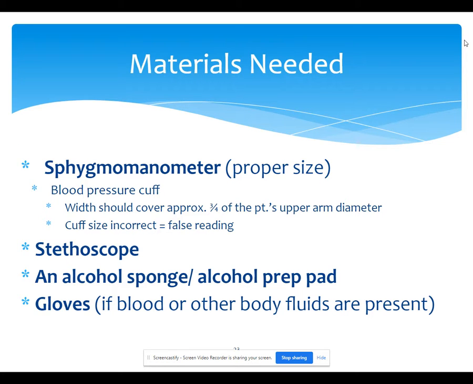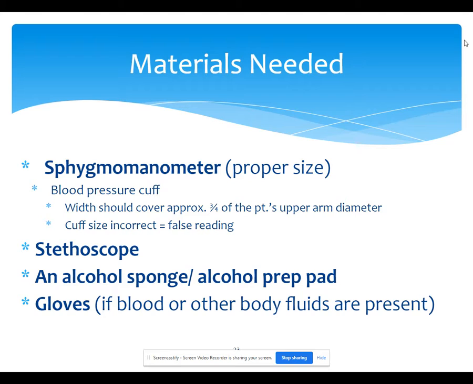So how do we measure blood pressure? We measure it with a sphygmomanometer, and you want to make sure it's the proper size. They come in child size, regular, and extra large. Extra large, we're talking like the 300-pound type person, a very large person. Most of the time, the regular blood pressure cuff is perfectly fine. It should cover about 3/4 of the patient's upper arm in diameter. And if it's not the right size, you're potentially not going to get the right reading.